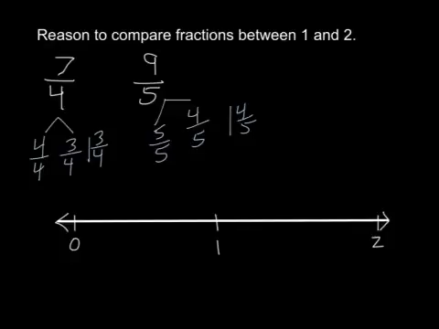So without even marking these on the number line, I know, well, I can do the fourths. So this would be 1 and 3/4. If I break it up into fifths, 1, 2, 3, 4, my 1 and 4/5 is going to be here. That's only 1/5 away from 2 wholes. 1 and 3/4 is 1/4 away from 2 wholes. So again, I know that 9/5 is going to be greater than 7/4.